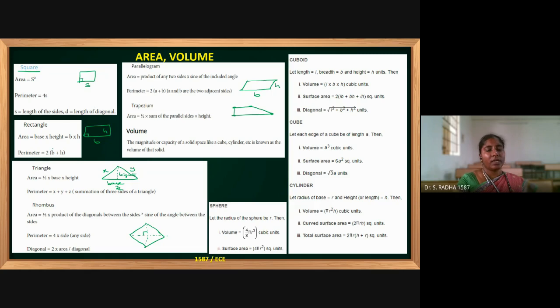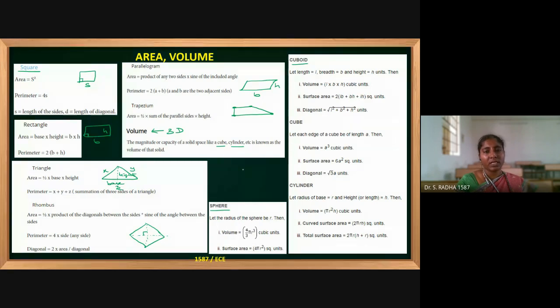Next, volume. All this we have in two-dimensional. If you see square, rectangle, triangle, rhombus, parallelogram, trapezoid, all these are two-dimensional. Volume means it is 3D, three-dimensional. So it will come in the case of cube, cylinder, cuboid, and sphere. All these are three-dimensional.